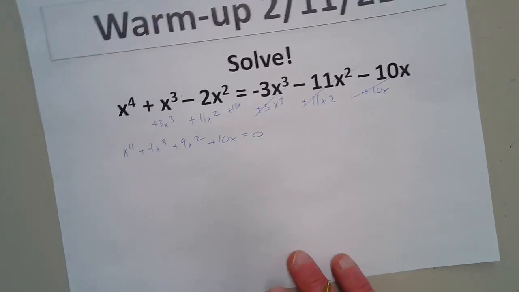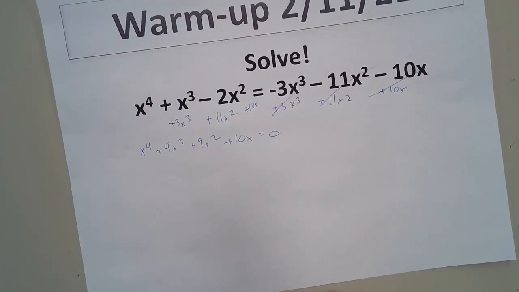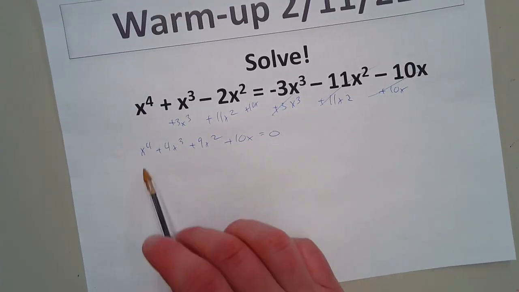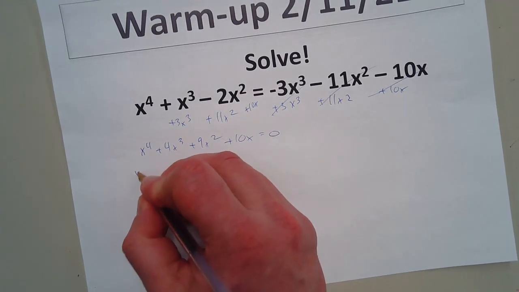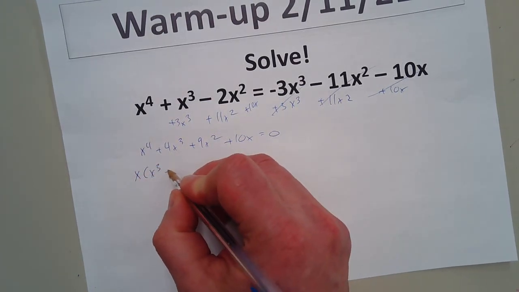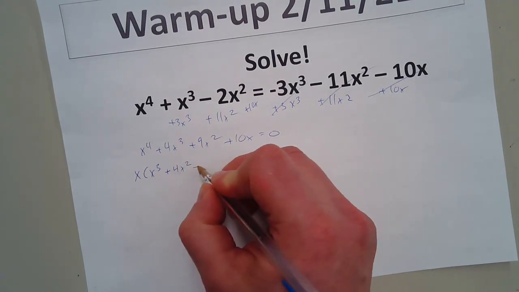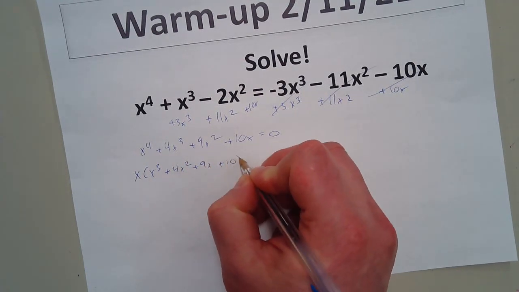So there's my function. And now I need to solve this. So I'm going to start with factoring. I do see I can pull an x out of everything as a GCF. So x to the third, 4x squared plus 9x plus 10.